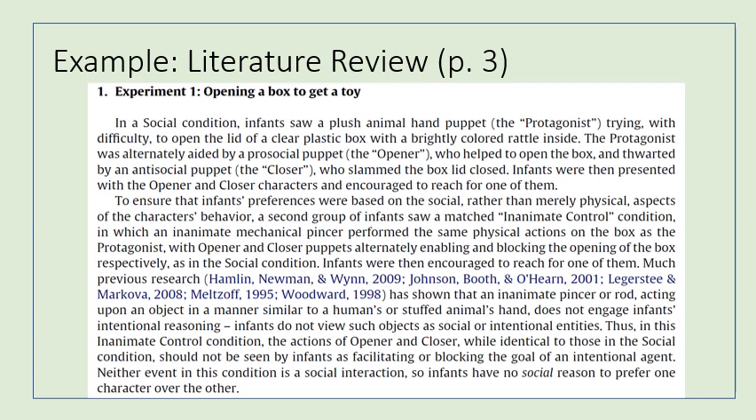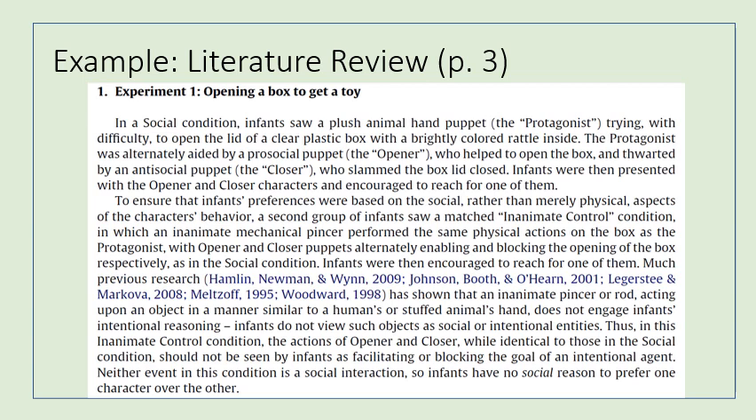It says, in the social condition, we can tell here that we're talking about an independent variable because we have conditions, so I expect we'll see another condition. Infants saw a plush animal hand puppet, and in parentheses they tell us that they're going to call this hand puppet the protagonist. And the protagonist is trying with difficulty to open the lid of a clear plastic box with a brightly colored rattle inside. You can picture the puppet trying to open the box.